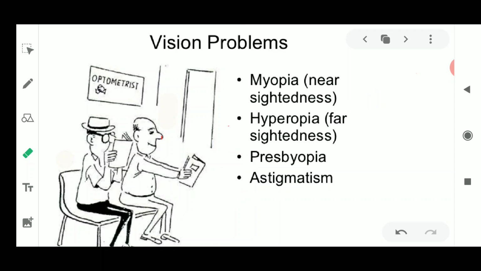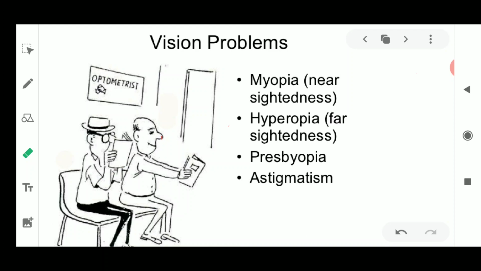This is called nearsightedness, or short-sightedness. The person who is looking here is suffering from myopia. The person cannot see the far things in this diagram. In this picture, the person is seeing the close by object but is not able to see the far away objects.